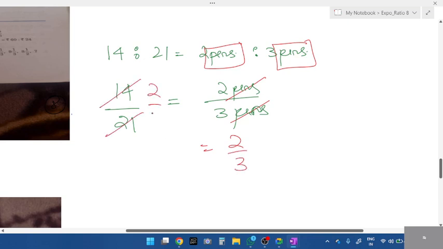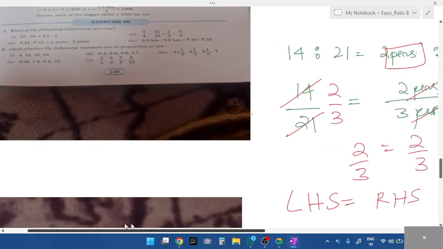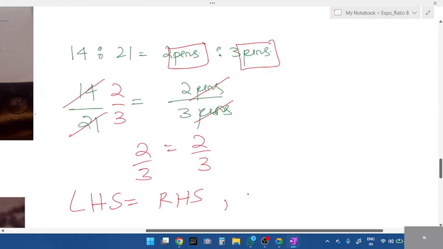7 2s are 7. Is left hand side equal to right hand side? Write the statement. LHS equals to RHS. And what is the question? Which of the following statements are true? Therefore, it is true. That's it. This is the answer. Therefore, it is true.